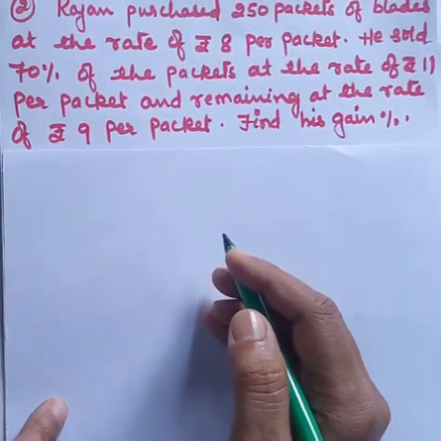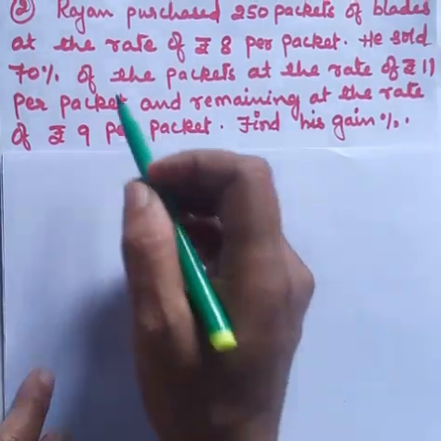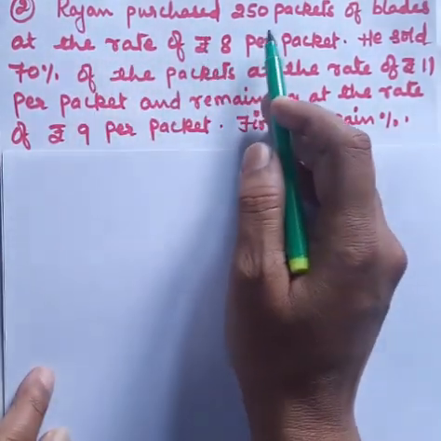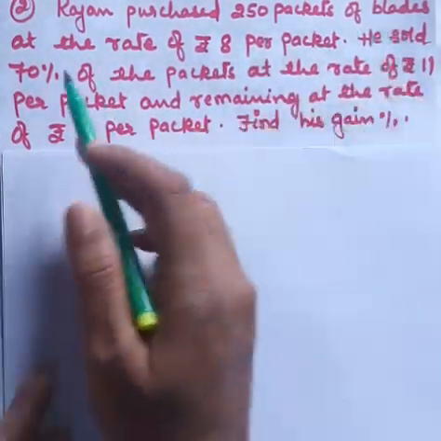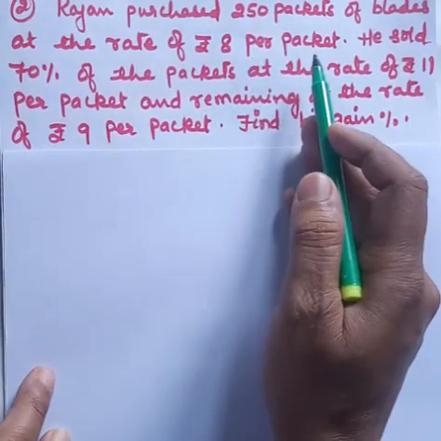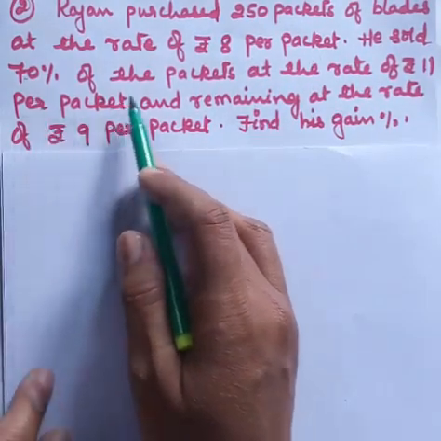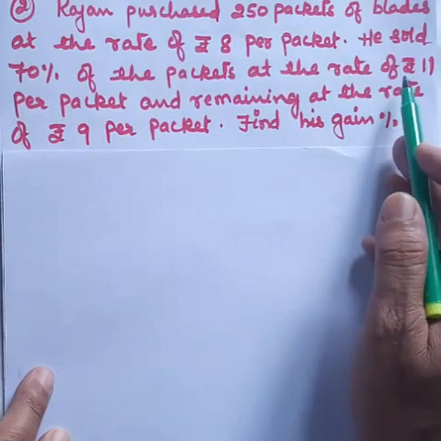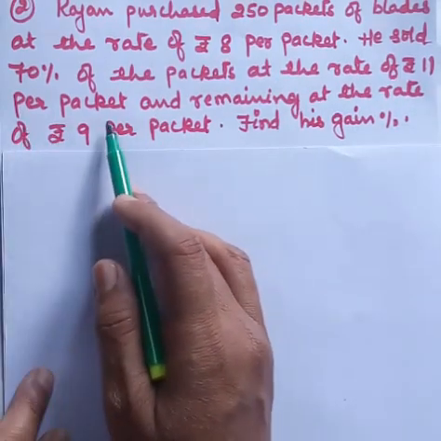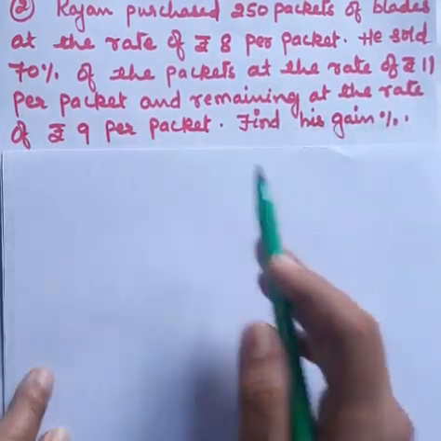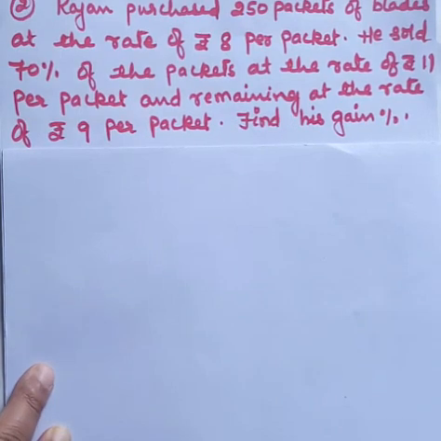Now let us move towards the next question, students. Rajan purchased 250 packets of blades at the rate of rupees 8 per packet. He sold 70% of the packets at the rate of rupees 11 per packet and remaining at the rate of rupees 9 per packet. Find his gain percent.